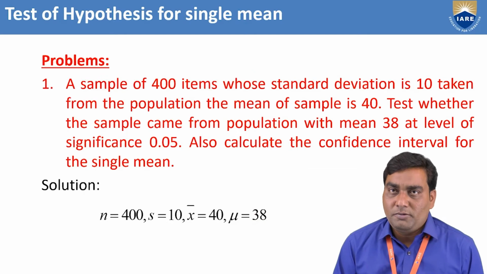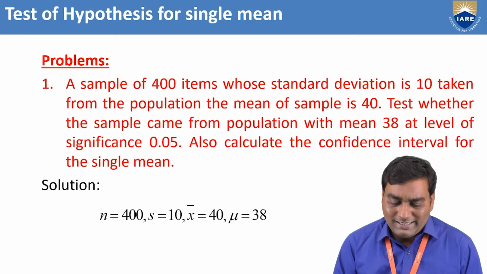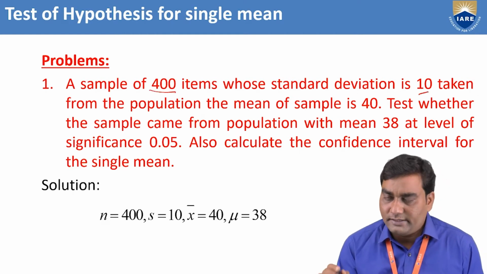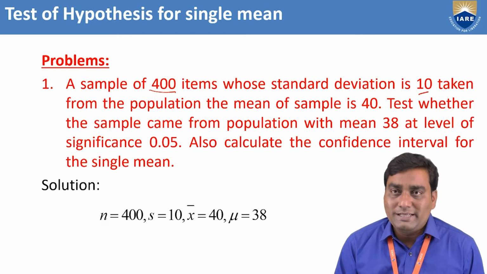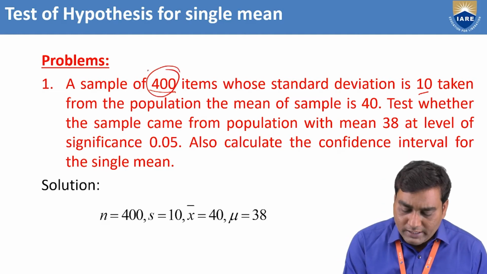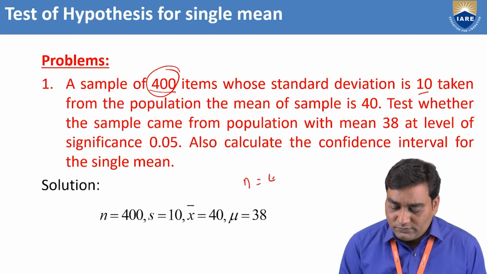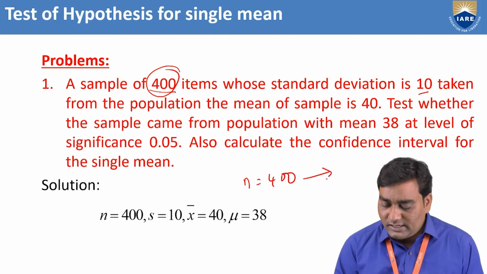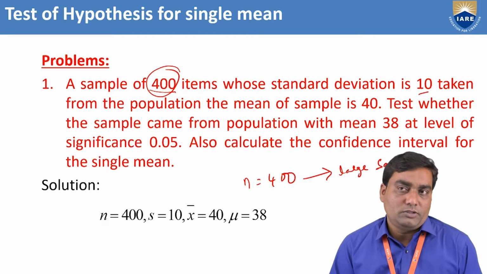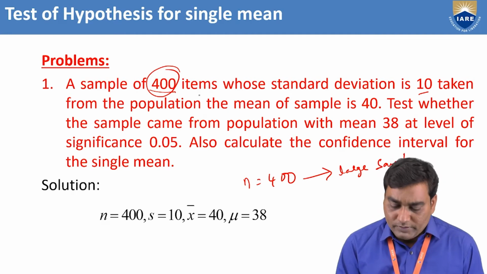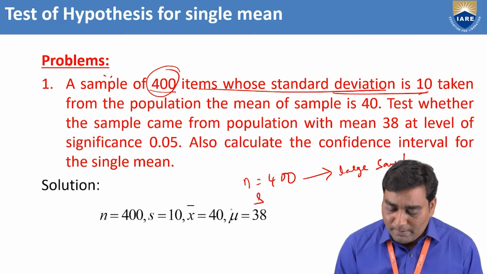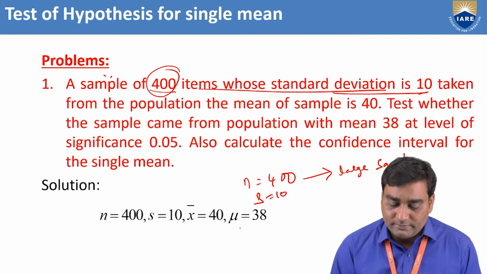Now, this is the first problem in test of hypothesis for single mean. The description of the problem: a sample of 400 items whose standard deviation is 10. According to the description, first we need to write what values are given in the problem. A sample of 400 items; one sample is there, and its size is 400. First we need to decide whether it is a large sample or small sample. The sample size is more than or equal to 30, that's why it is called a large sample. Whose standard deviation is 10? The sample standard deviation, symbol S, is 10.